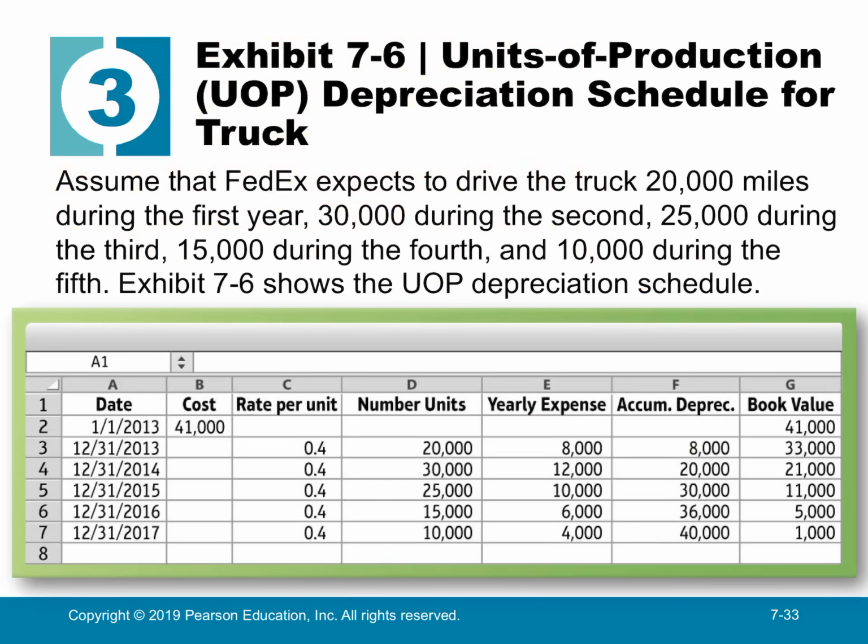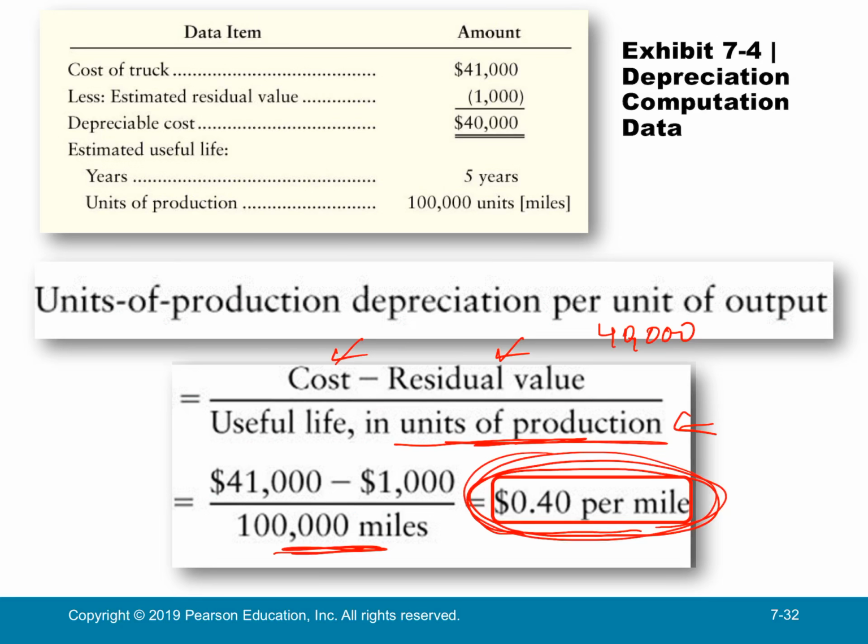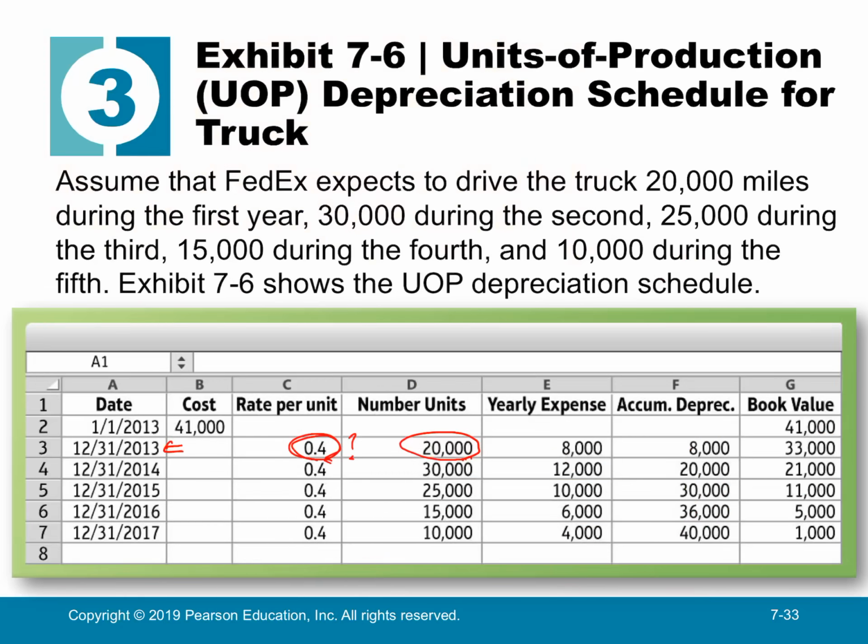So what do we do? We look at that same exact table, except now the way we calculate it is at the end of this year, we're going to say how many miles did we actually use this truck? 20,000 miles, right? How much are we depreciating per mile? 40 cents. Where did this come from? Right there. So our expense for this year is 8,000. So accumulated depreciation is 8,000, book value is 33,000. It's just coincidence that this matches the same as straight line method, right?